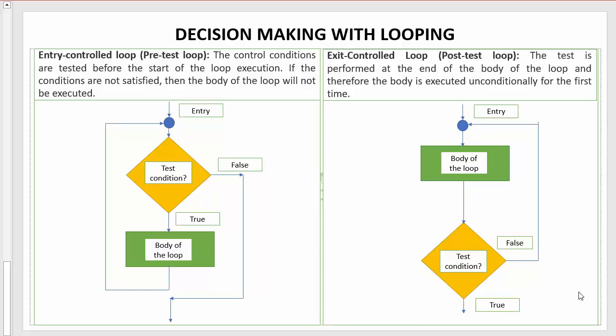In my last video I completed the discussion on what loops are, the purpose of using loops, and the advantages of using loops in programming. If you have not seen that video, I recommend you watch it. In today's video I'm going to discuss the entry control loop, which is also called the pre-test loop, and the exit control loop, which is also called the post-test loop. These are two types of loops, and this is what we will discuss in this video.